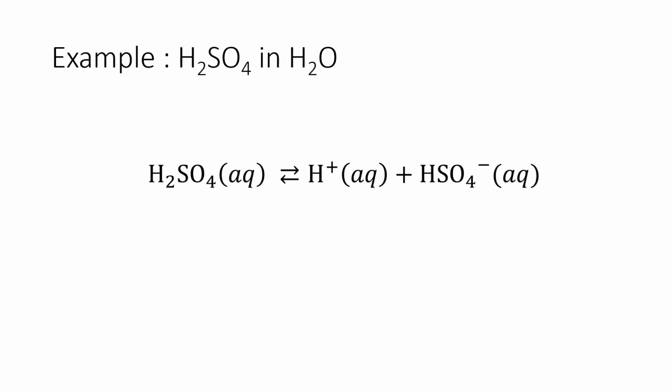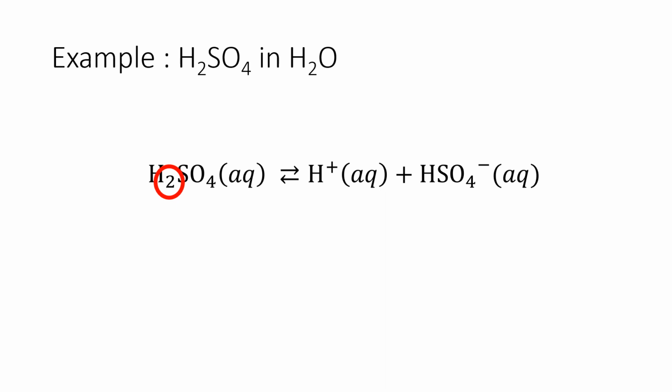Here's the example of sulfuric acid dissociating in water. Sulfuric acid is a common diprotic acid. This means it is capable of donating up to 2 protons under the right conditions. It is important to note, however, that acid dissociation occurs in a stepwise manner. This means that only 1 proton is donated at a time.